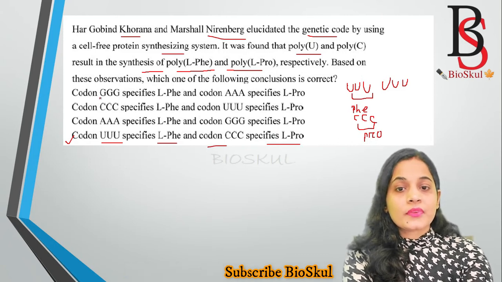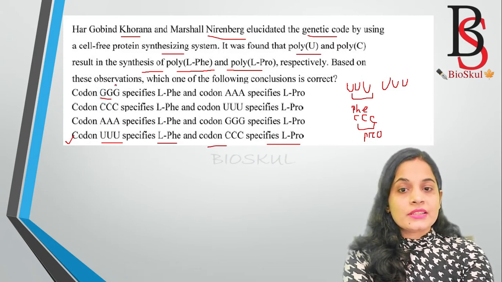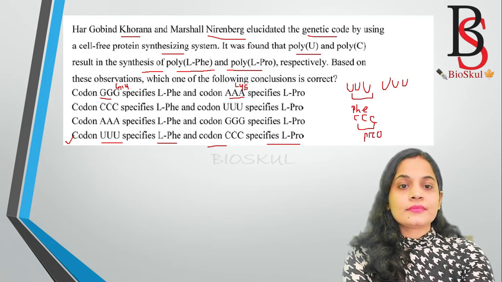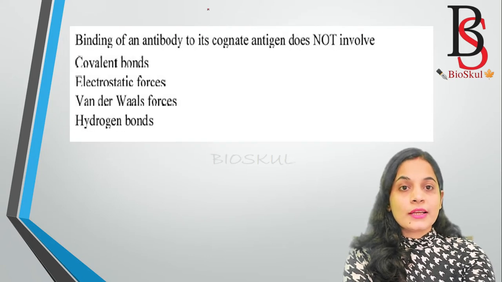If it is triple G, then it will specify which amino acid? That is glycine, right? Similarly, triple A will specify which amino acid? It will specify the amino acid called lysine. Okay, so now move to the next question.